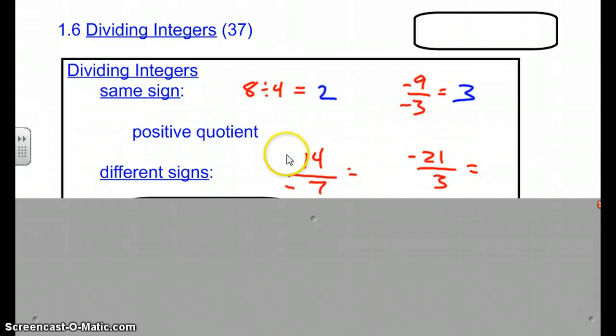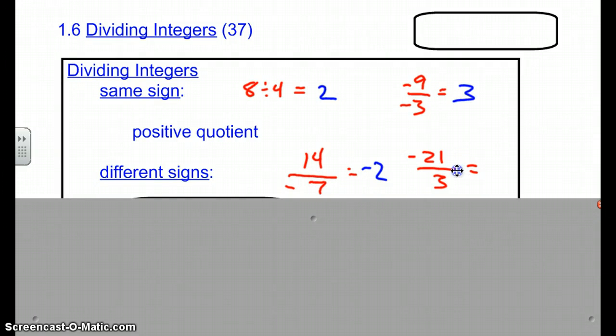14 divided by negative 7. What do you think, Aiden? What do you think? 14 divided by negative 7. What do you think? 2. Or negative 2. He's saying negative 2. Okay, so let's check it using multiplication. Negative 2 times negative 7 is? 14. So he's correct.